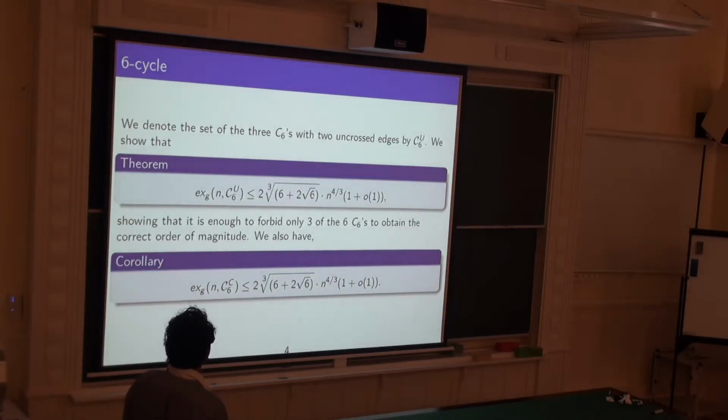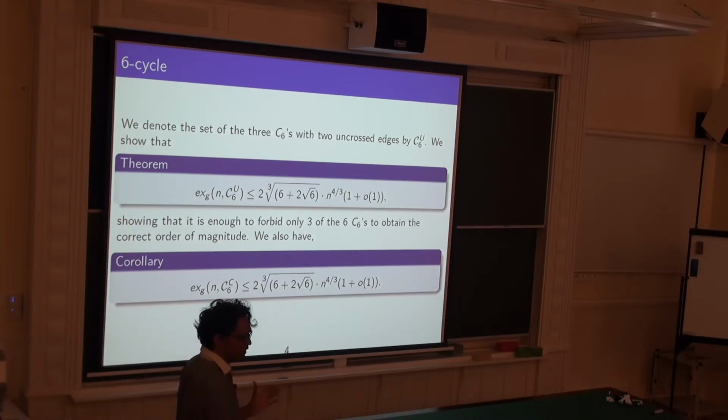This constant is not important. We didn't try to optimize the constant. Actually, we will see in the proof that there is some room to improve the constants. But the main thing is that the order of magnitude is still n^{4/3}, even if you forbid just 3 cycles instead of forbidding all 6 cycles.